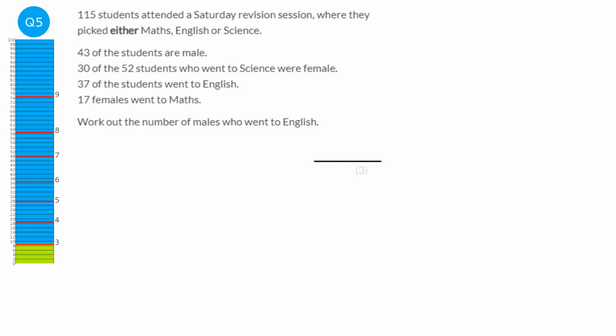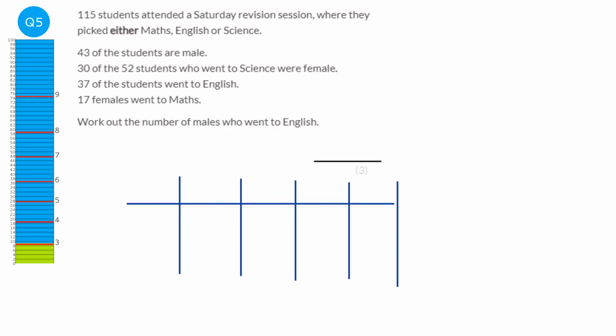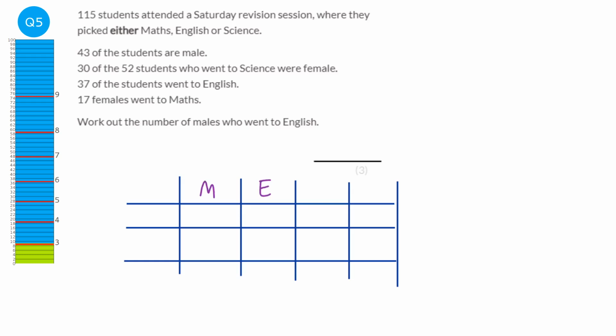To answer this question, we're going to have to create a two-way table for all the information. So I'm just going to draw a quick table. We've got maths, English, science, then a total column. And then across here we have male and female and a total column. Okay, so I'm going to fill in maths at the top, English, science, and then we have a total. And then we've got male, female, and then total at the bottom.